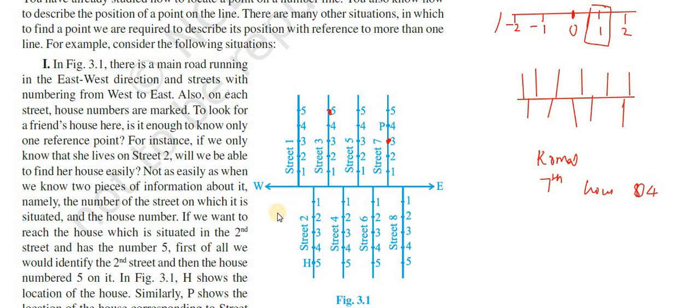Then Sumant is staying in 8th Street, third house. So where is it? Here this is 8th Street, and here this is house number 3. Like this we need to find the location.